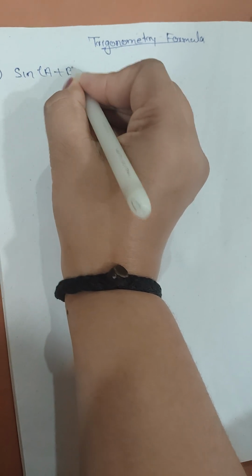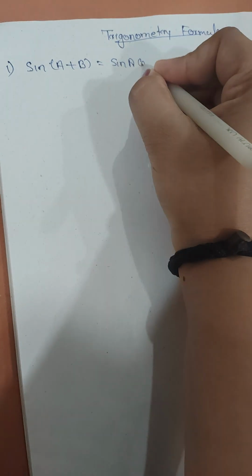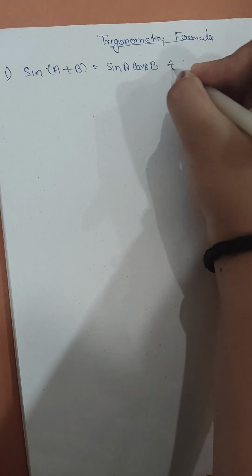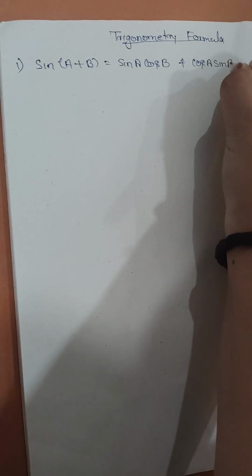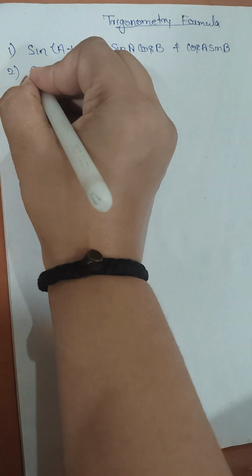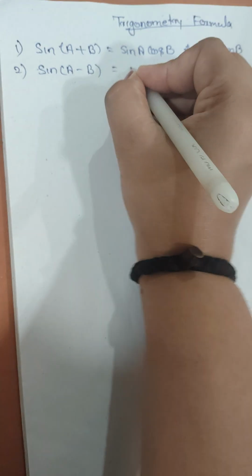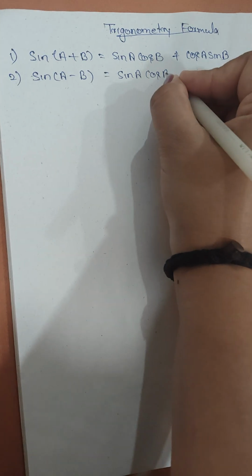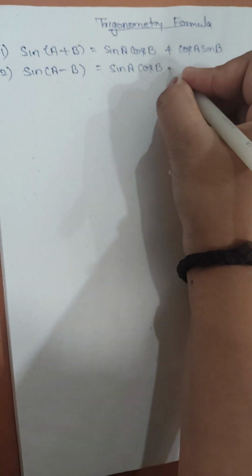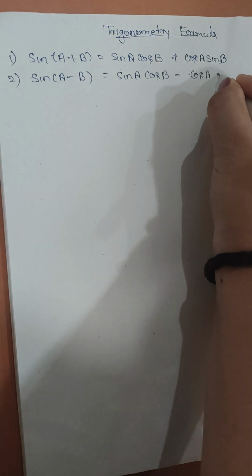The formula of sin(A+B), students, is sin A cos B plus cos A sin B. And the second one is sin(A−B). The formula is sin A cos B, and here it is a minus sign, minus cos A sin B.